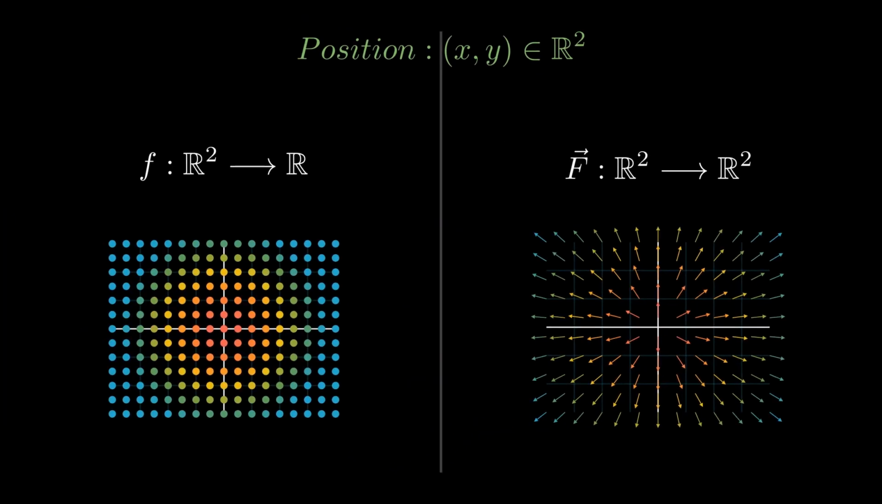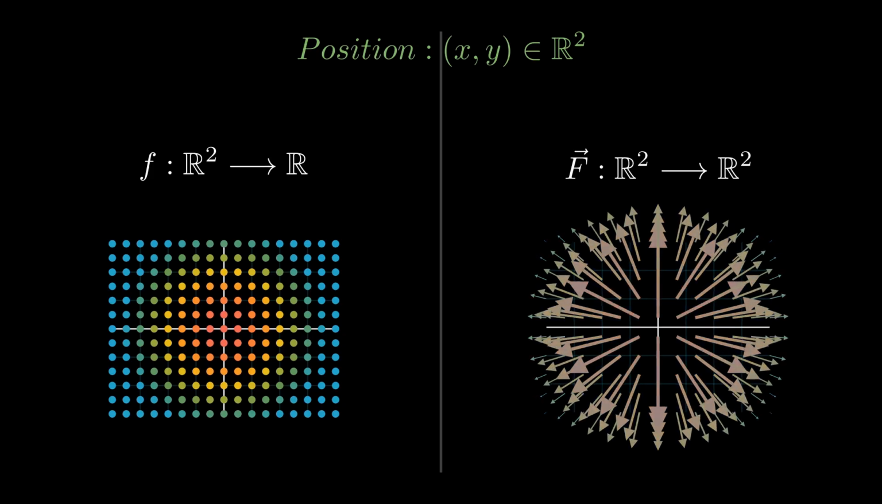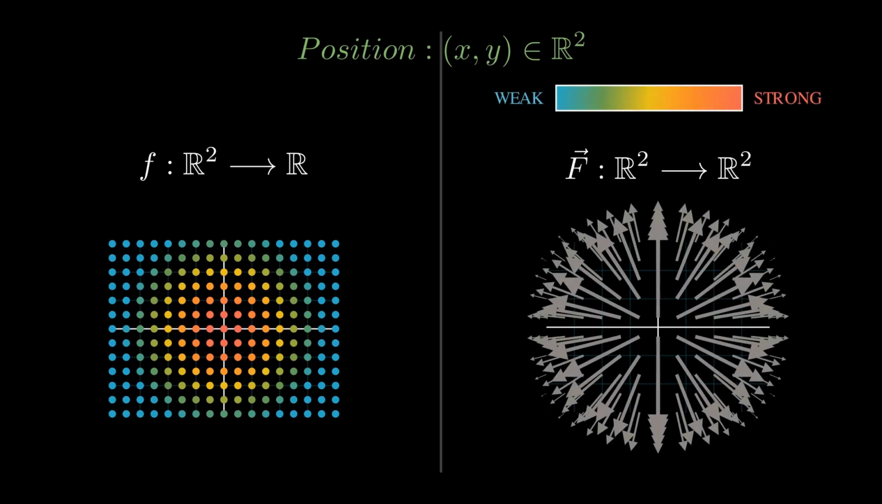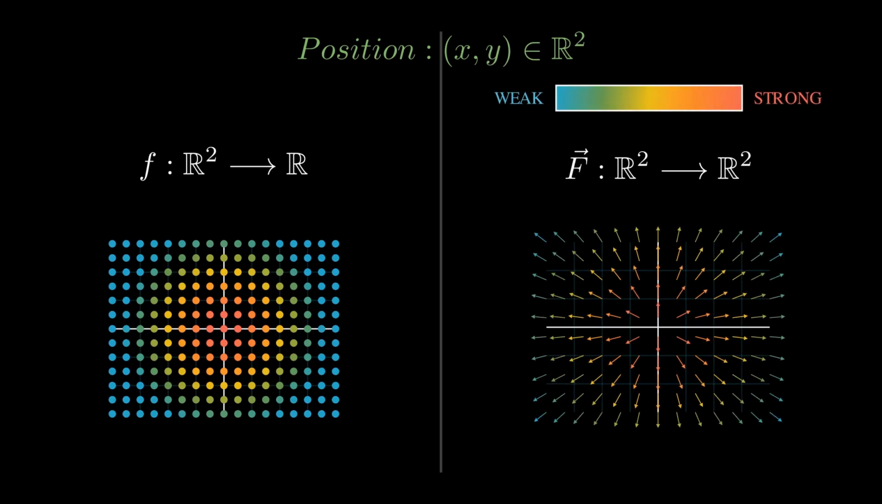But now that we're looking at these fields, another important question appears. How do we represent strength? Because a field does not only tell us where something points, it also tells us how strong it is, its magnitude. And one way to represent this is through the length of the arrows. Longer arrows represent stronger regions of the field, but in practice, this quickly becomes difficult to read. So instead, we also use color. Cooler colors usually represent weaker regions of the field, while warmer colors represent stronger ones. This allows us to visualize intensity better.